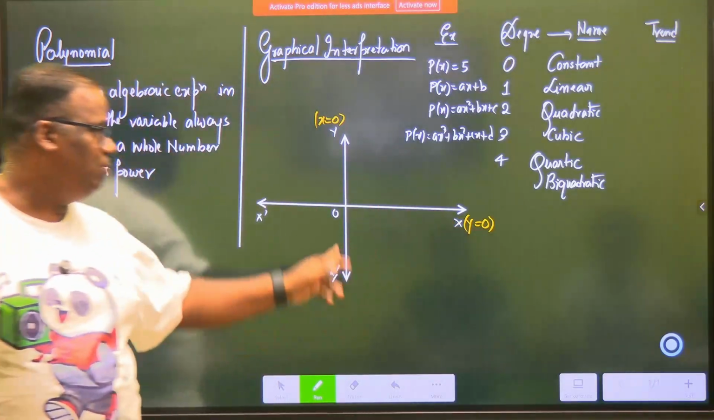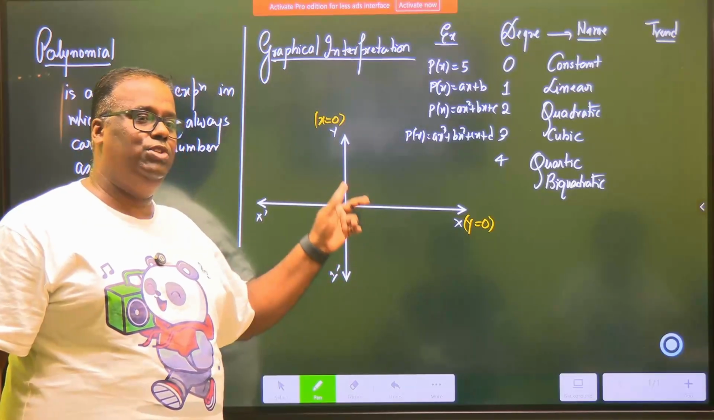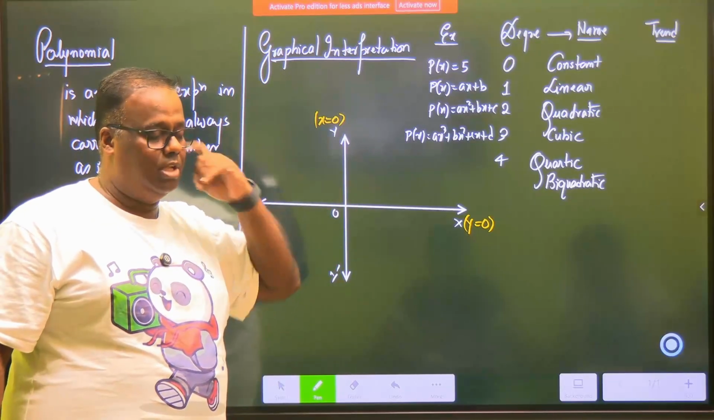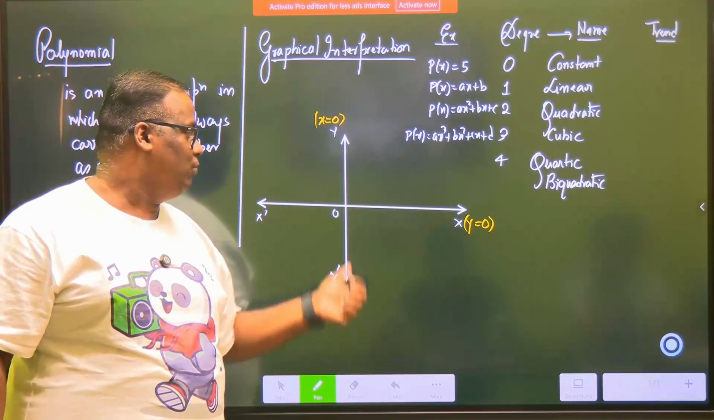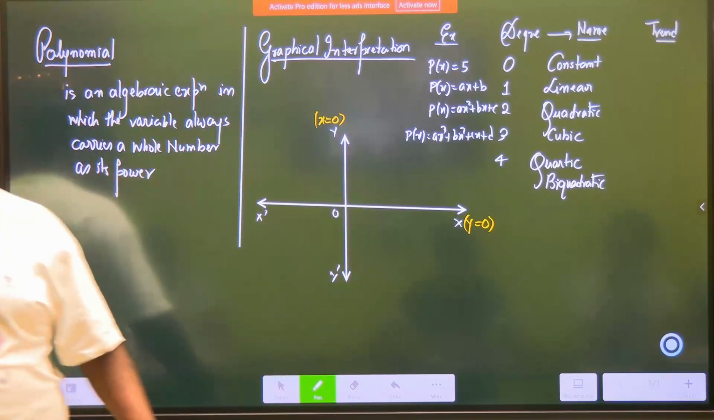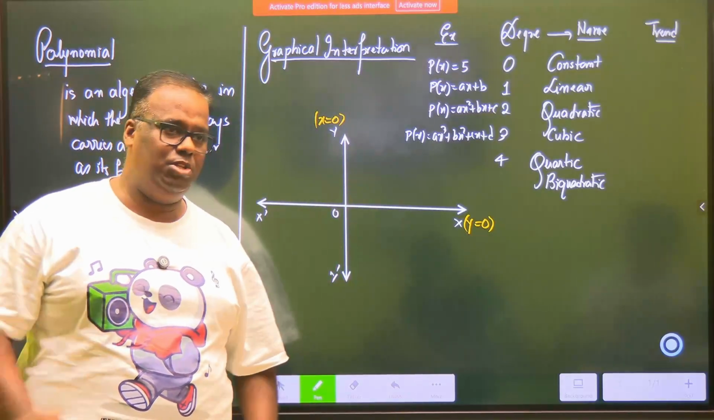Let us look at every point on the y-axis. (0, 0), (0, 1), (0, 2), (0, 3), (0, 4), (0, 5). All the x coordinates are 0. Therefore, on the x-axis, the equation will always be y equal to 0. On the y-axis, the equation will be x equal to 0. Is this much understood?